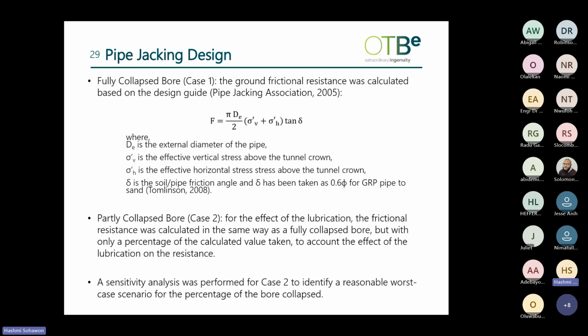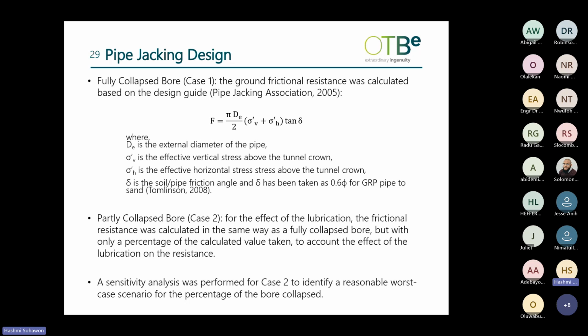In case 2, that is a partly collapsed bore, we only take a percentage of the shear force being mobilized for every meter of the pipe. This was based on a sensitivity analysis to calculate a reasonable worst case scenario for the percentage of the bore collapse. If I remember correctly, we did 30%, 40%, 50%, and 60% of the bore collapse.